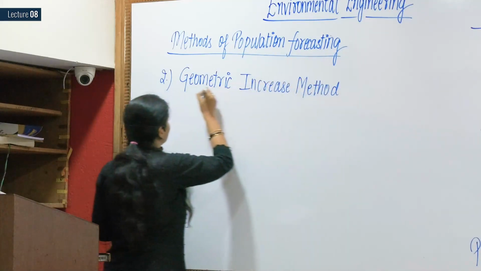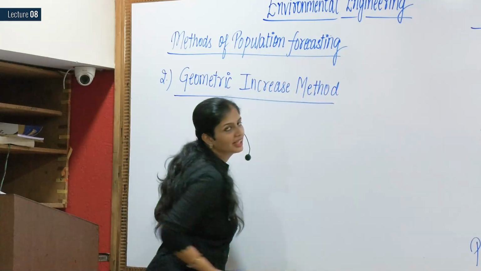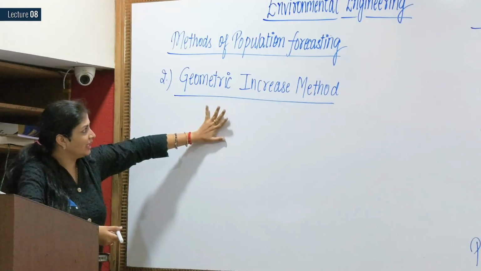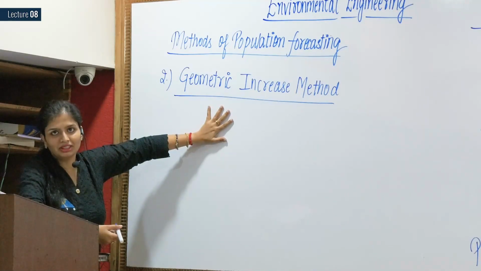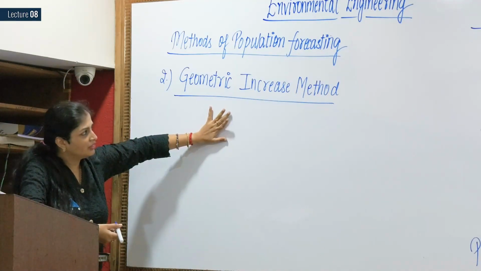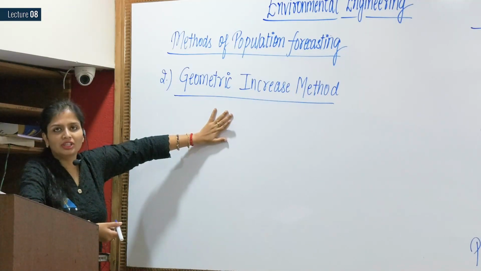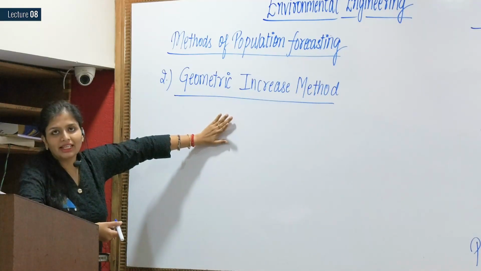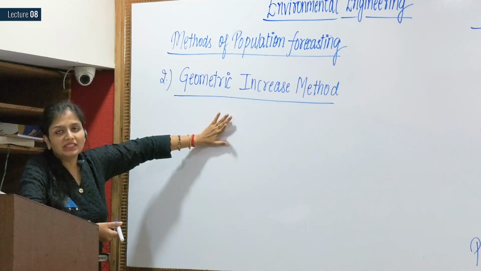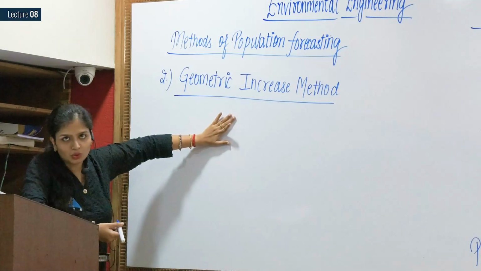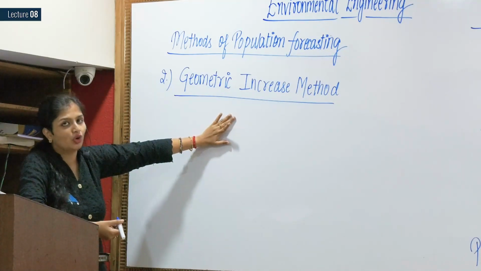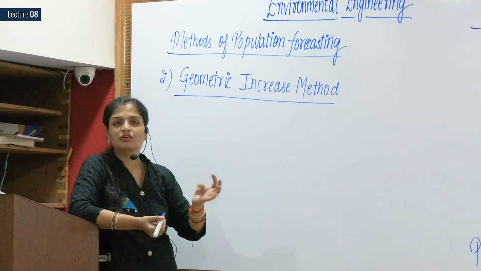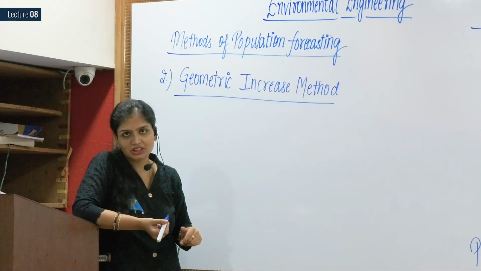Now, this method also has one assumption. I'll tell you why the name is geometric increase method, but first you should know what the assumption for the geometric increase method is. In this method, the percentage rate of growth is assumed to be constant.